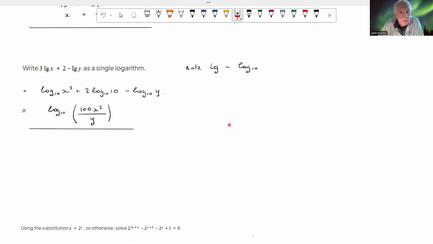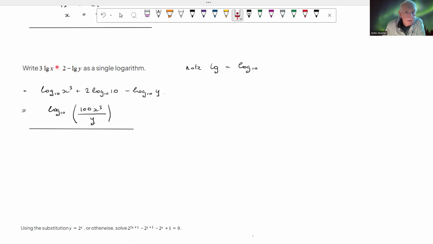Right, express 3 log x plus 2 minus log y as a single logarithm. Now, one thing is a bit of notation here, which I don't think I mentioned in the preceding video, is that lg is a notation for log base 10. A pretty awful piece of notation in my view. Much better if we could just call it log base 10. Just as with natural log ln, why don't we call it log base e? It would seem much more straightforward, but unfortunately we're stuck with it.